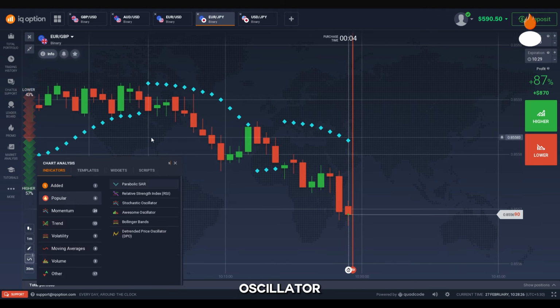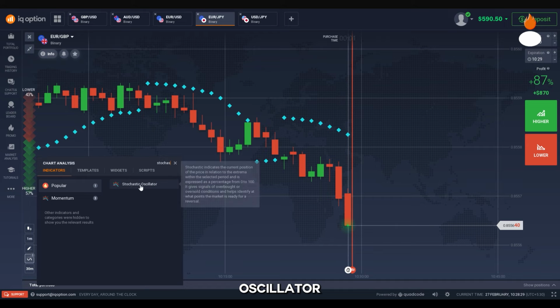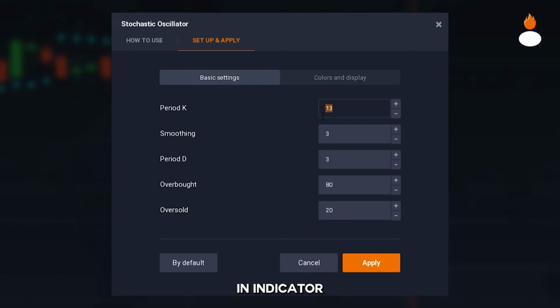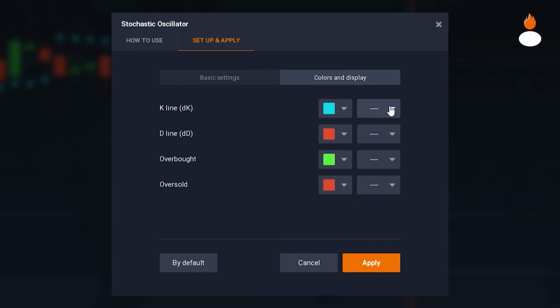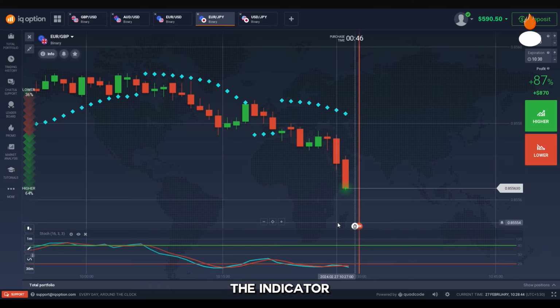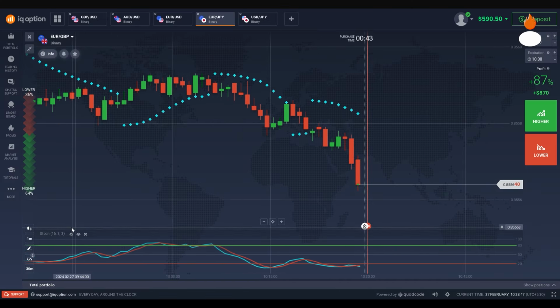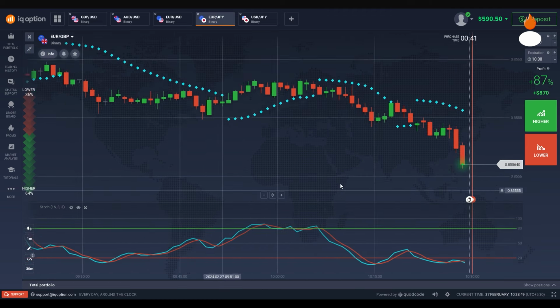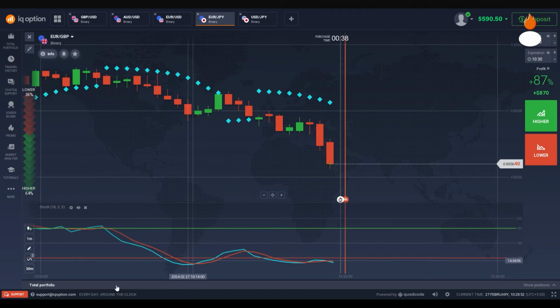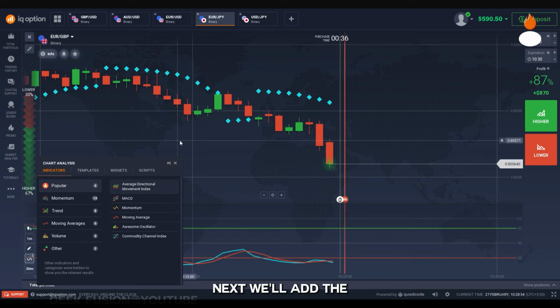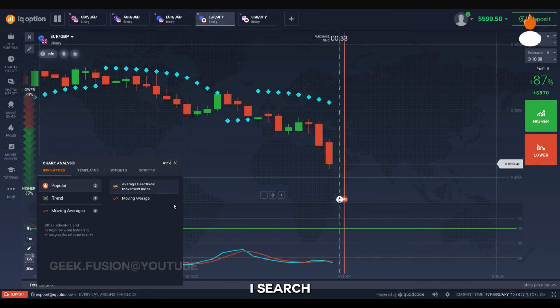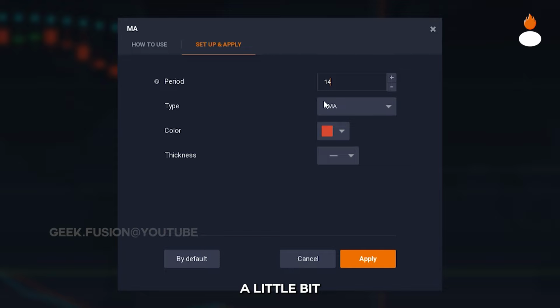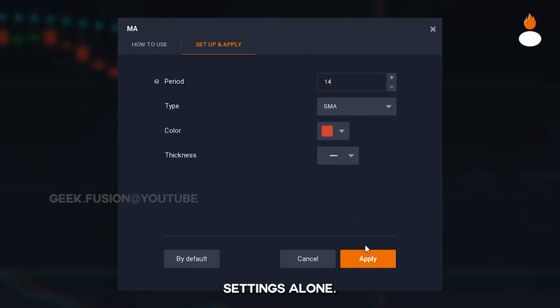Next, the stochastic oscillator indicator. Search for the stochastic oscillator in indicators and then in indicator settings, change the period to 16 and leave the other settings as they were. In color and display, we can change the thickness of these lines, and I'll leave the colors alone. Then I click Apply. Next, we'll add the moving average indicator. I search for the moving average and increase the thickness a little bit, and leave the other settings alone.